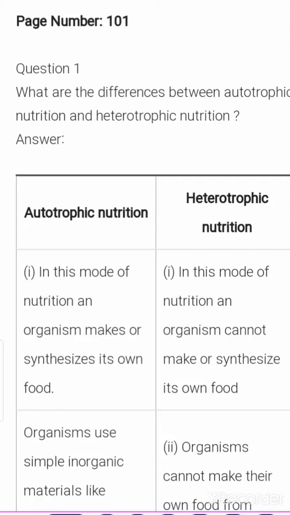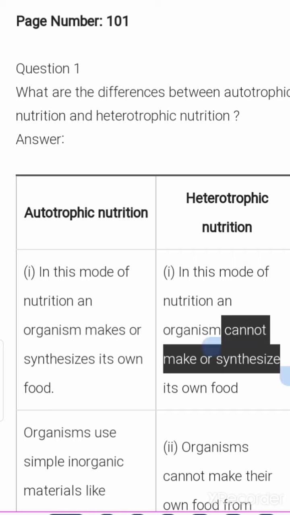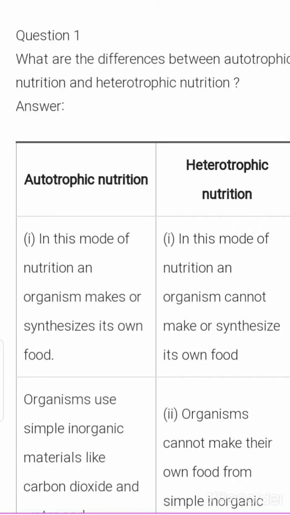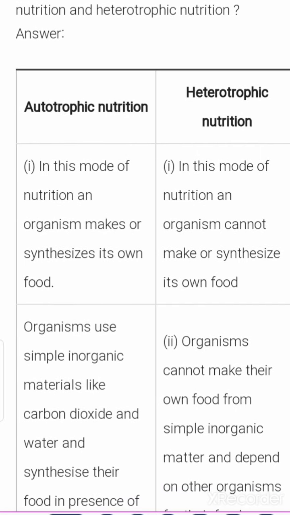Today we will discuss blueprint question answers of chapter number 6, Life Processes, of class 10th. Here you have questions given on page number 101 of your book. The first question is: what are the differences between autotrophic and heterotrophic nutrition? In which you have to tell about the difference between autotrophic and heterotrophic nutrition.